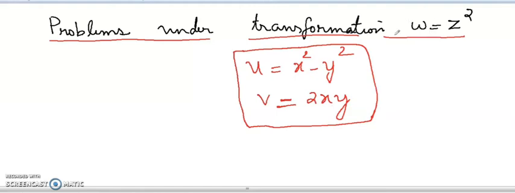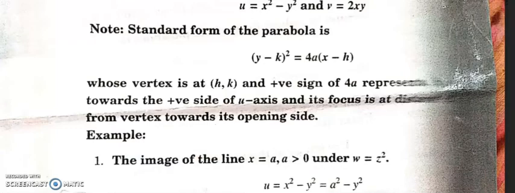So under this, just now we derived it, right? We have derived earlier, when W is equal to Z square, the real part is x square minus y square and the imaginary part is 2xy. So you should remember this, or you have to derive this. So now we will consider a problem here. See, example question.